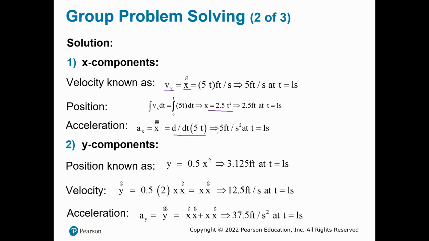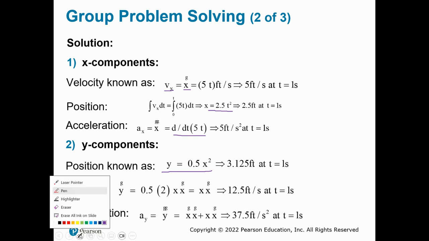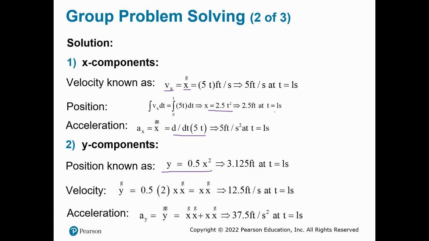Next, we're going to take a look at the y component. This part is given to us. y is a function of x. We know from the previous step that at t equals 1 second, x is 2.5 feet. So simply plug it in. If we're looking for the position, 0.5 x squared, you take 2.5 squared times 0.5. That will give you 3.125 at t equals 1.